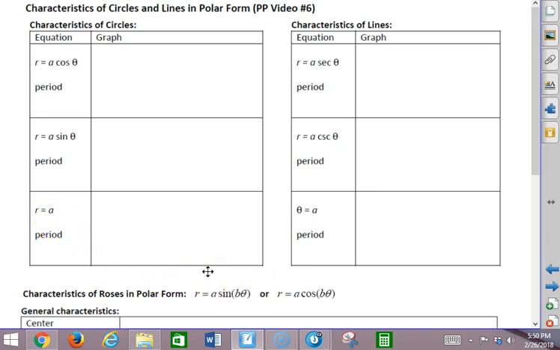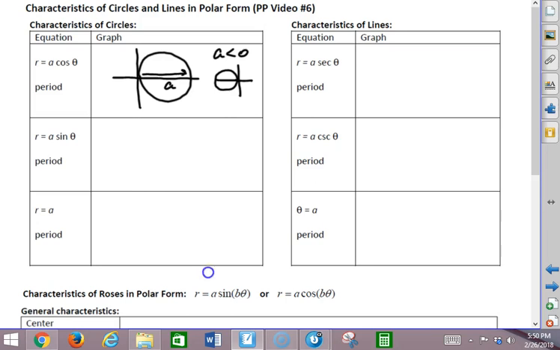So A cosine theta, we know that A is equal to the length. You know what, rather than write this out, let's just draw a diagram to show this. So R equals A cosine theta. What I want you to be able to do is to sketch that this is A, and it's to the right like this. And if A is less than 0, then it's going to go in the opposite direction. Now, we'll talk about the period in just a minute.